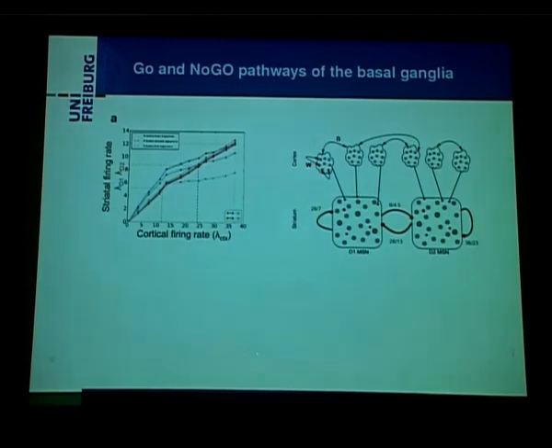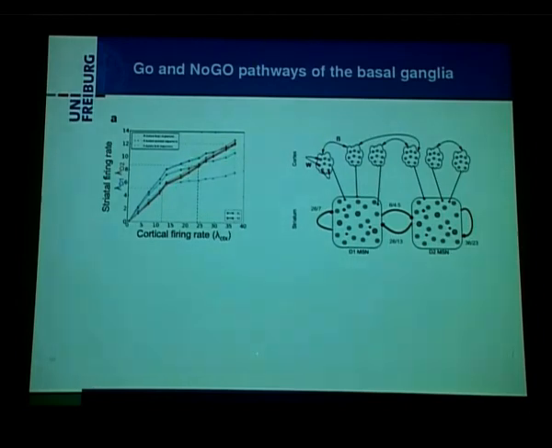So we asked this question first for the cortical firing rate. As a function of cortical firing rate, what's the response in D1 or D2? That's on this axis. Red ones are D2, blue ones are D1. And these different shades refer to different amounts of dopamine. It's a very rudimentary model of dopamine, I have to admit that.